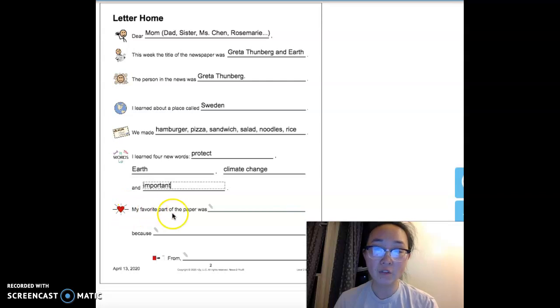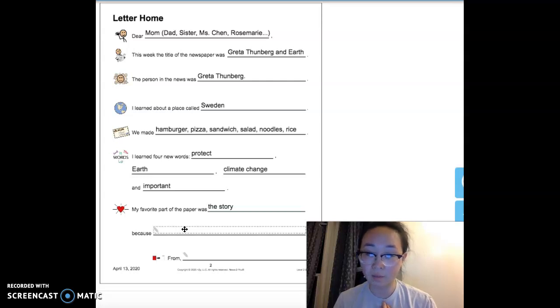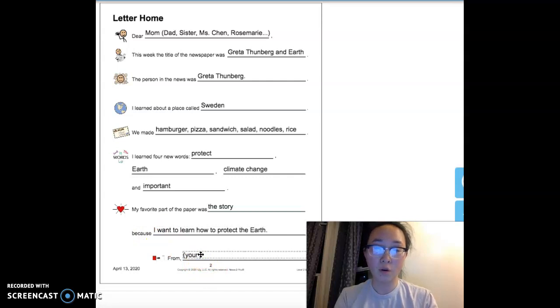Last sentence says, my favorite part of the paper was blank because blank. So really we just read the story. So we're going to write, my favorite part of the paper was the story. You can think of your own answer or you can copy mine, that's okay. But I'm going to say that my favorite part of the paper was the story because I want to learn how to protect the earth. Right. So we live on Earth. It's important that we protect it so that we can keep ourselves safe and everyone else safe. And then you can write from your name.